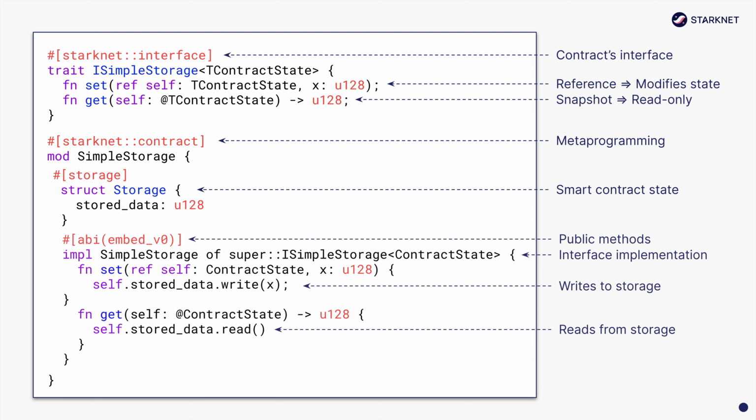The purpose of this section is only to give you an idea of how a Starknet smart contract looks like. In future sessions, we will learn in more detail how to create a smart contract using Cairo.